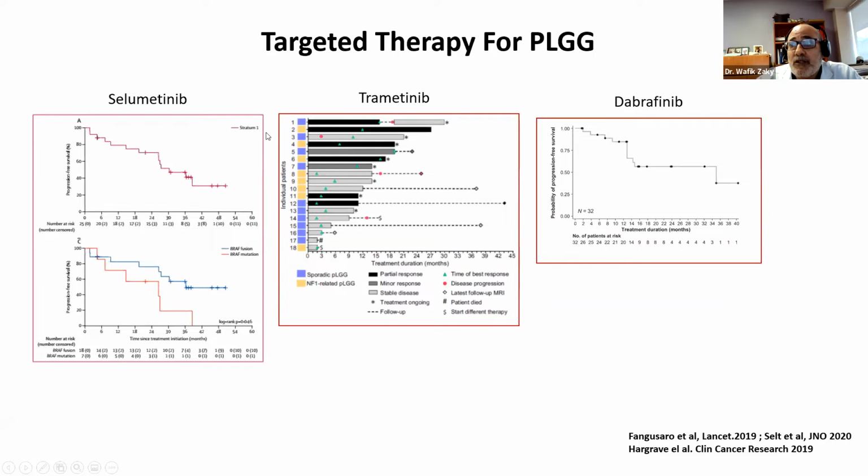Another MEK inhibitor, trametinib, had a similar objective response of 45%, and they both have some tolerable side effects, mainly dermatological. Also, the phase 1 trial for a BRAF inhibitor, dabrafenib, showed a similar objective response in BRAF mutated, about 45%. So these are promising in progressive low-grade gliomas.